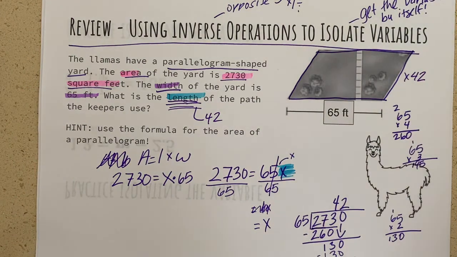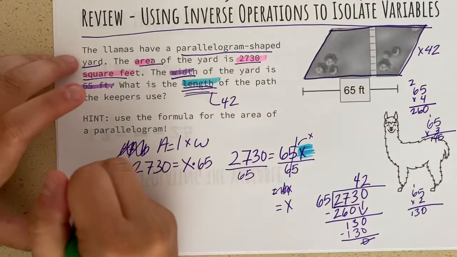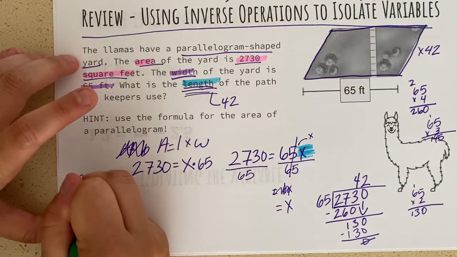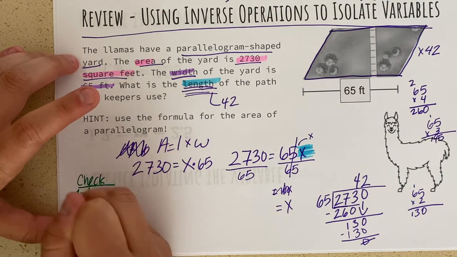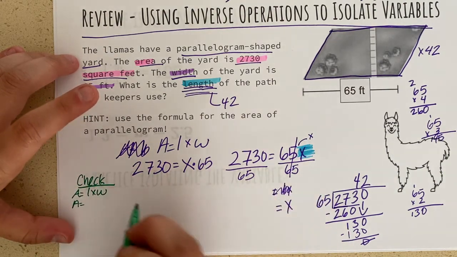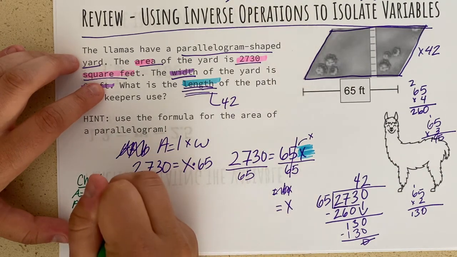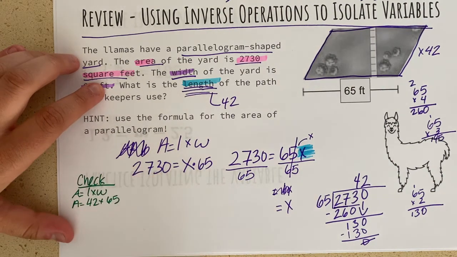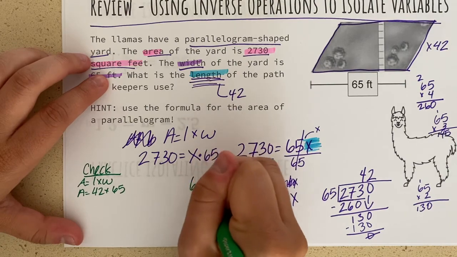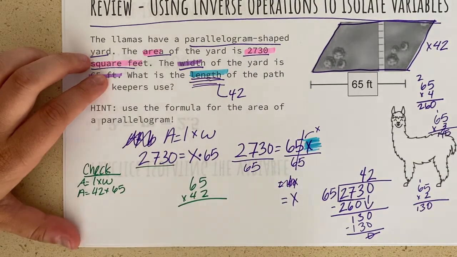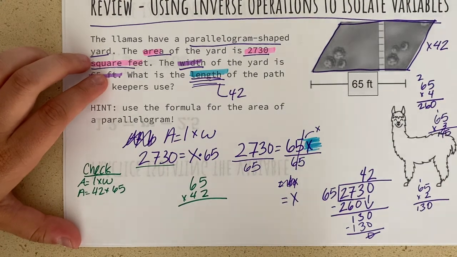But I'm always not super sold, so I'm going to just check. To check, I'm gonna write my formula again. Area equals length times width. So the area should equal the length, 42, times 65, okay? I'm gonna do my work off to the side: 65 times 42. And if this answer's 2,730, then I know I did it correct.